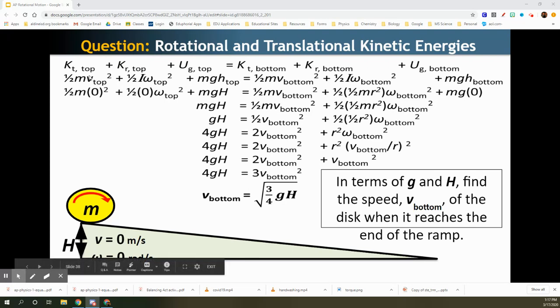We can say, oh, well, the disk at the top now has translational kinetic energy, it can have rotational kinetic energy, and it can have gravitational potential energy. And all that energy that could be happening at the top is going to be equal to the bottom. So in the derivation, you see that kinetic energy translational.